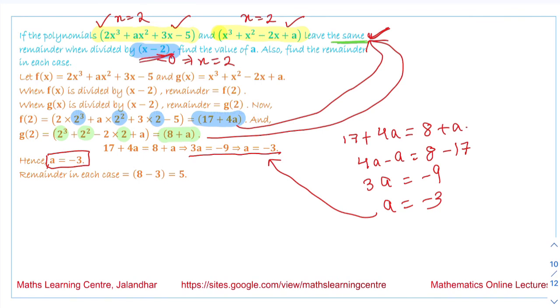And we have to find the remainder also. The remainder will be 17 plus 4a; you can substitute the value in this, or you can substitute the value in 8 plus a. That is equal to 8 minus 3, which is equal to 5. So 5 is the remainder in both these cases.